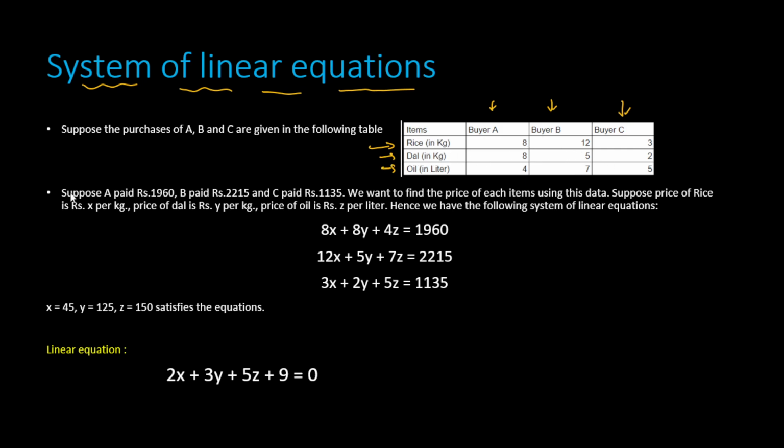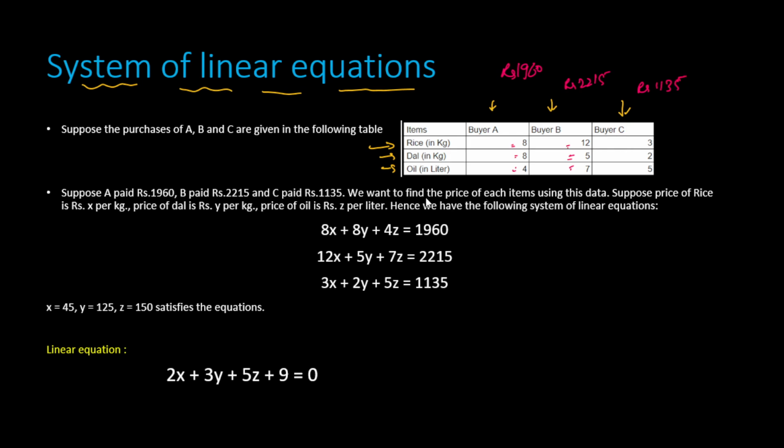Suppose A paid 1960, B paid 2215, and C paid 1135. So buyer A bought 8 kg of rice, 8 kg of dal, and 4 kg of oil, and he paid 1960 rupees. Same, buyer B bought 12 kg of rice, 5 kg of dal, and 7 kg of oil, and paid Rs 2215. Same, buyer C paid Rs 1135.